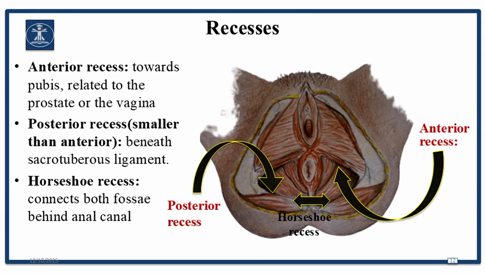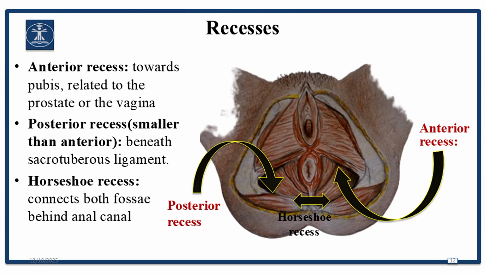Now, for the posterior recess, do not forget that I said recesses are like pockets, they are like hidden areas. So that's why I said that for the anterior recess, we have it going under the superficial perineal muscle to under the deep perineal muscle, anteriorly to the pubic region. Now, the posterior recess is a bit smaller than the anterior recess, and it goes beneath the sacrotuberous ligament posteriorly.